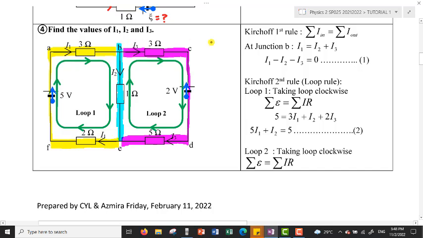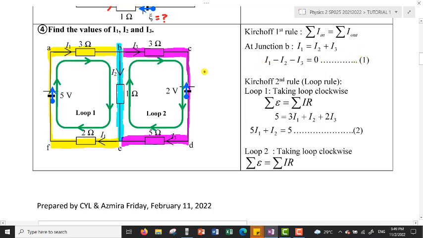We consider junction B. When we consider junction B, the current that flows into junction B must equal the current flowing out from the junction. So we have I1 flowing into the junction, and the currents that flow out of the junction are I2 and I3. So I cannot solve the question yet because all three values of current are unknown. Anyhow, we rearrange it so that later we can use the mode equations in the calculator to solve the simultaneous equations directly. So I have I1 minus I2 minus I3 equal to 0. I put this as equation 1.